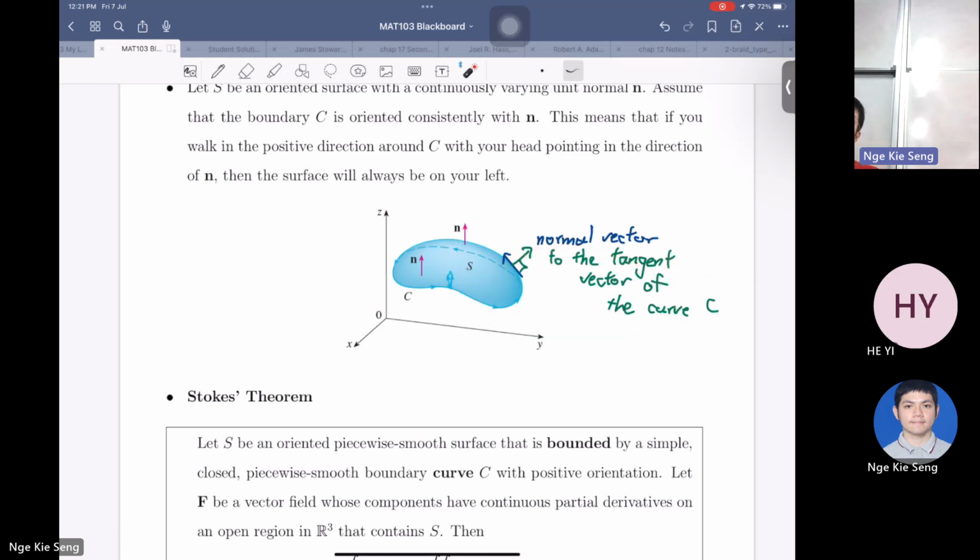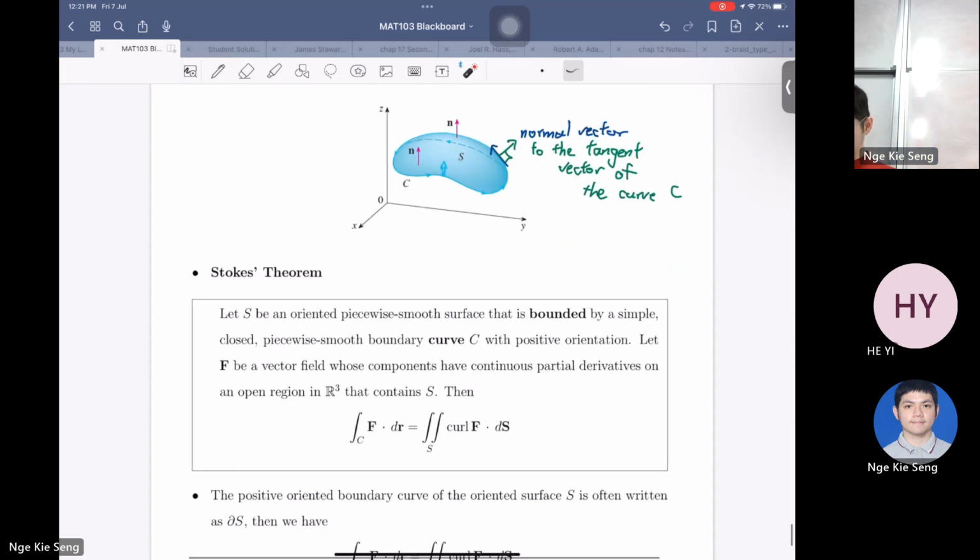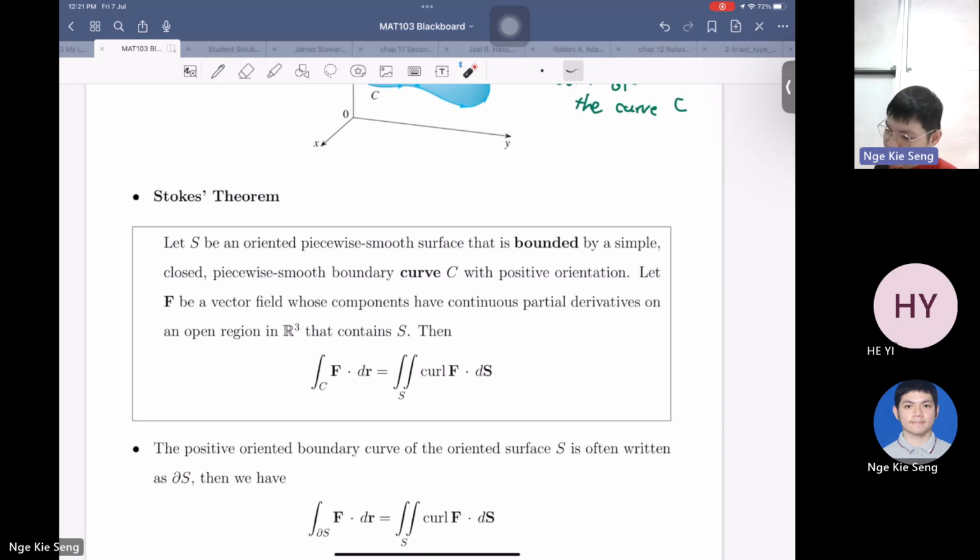For the right-hand rule, you need two vectors: one is the tangent vector to the curve, the other is the normal vector to the tangent vector. Okay, next. So what's Stokes' theorem here? Similarly, we start with a closed, simple, positively oriented, piecewise smooth curve. This curve will bound a surface. We assume that the orientation of the surface is aligned with the positive orientation of the curve. Then we replace the difference of partial derivatives with the curl operation.